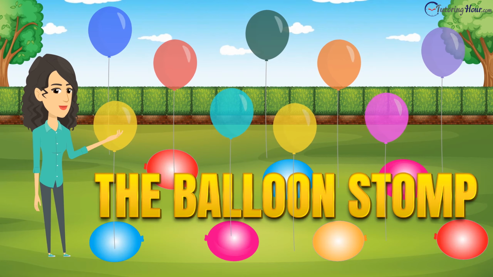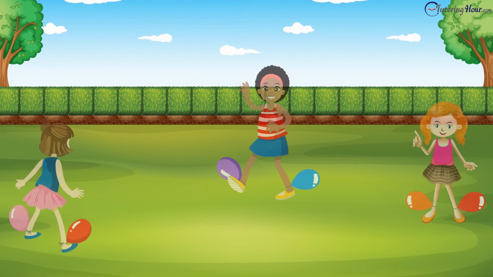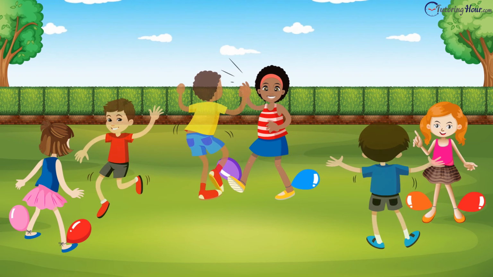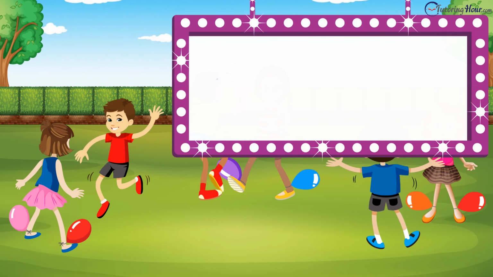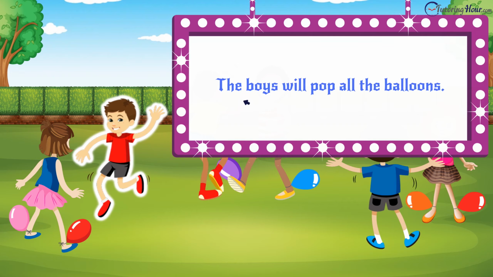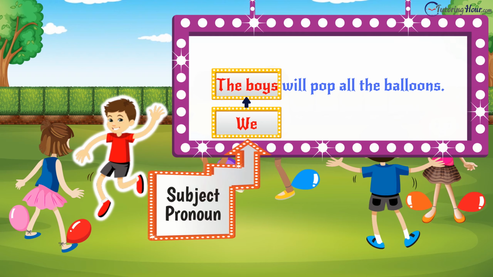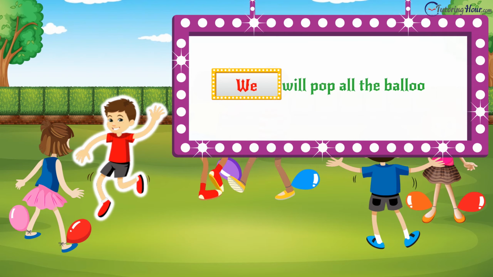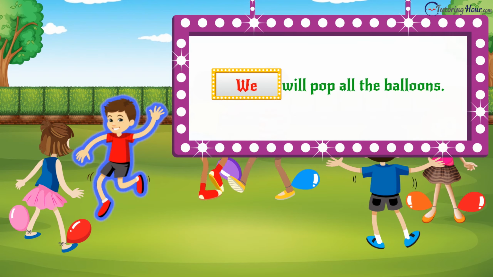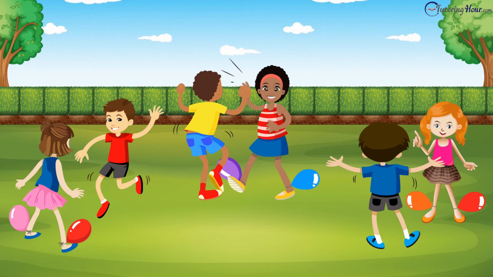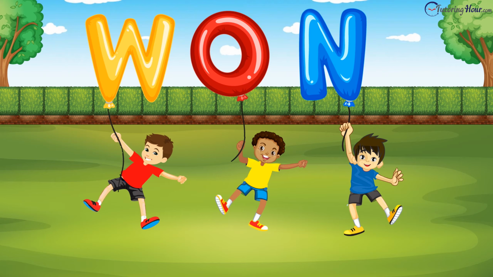Let's play the balloon stomp, said the teacher. The girls will have balloons tied to their ankles, and the boys will try to pop the balloons. The boys will pop all the balloons, said Raymond the captain. We takes the place of the boys, which is the subject in this sentence. We will pop all the balloons, said Raymond the captain. The boys popped all the balloons and won the game.